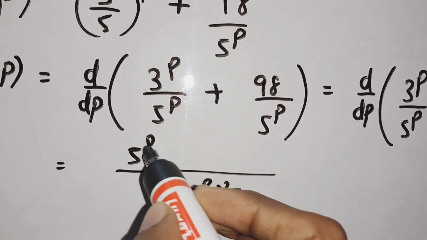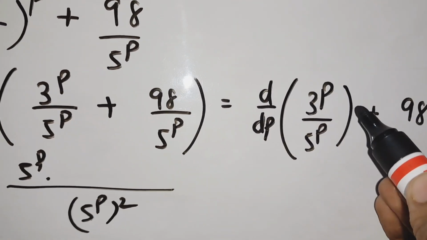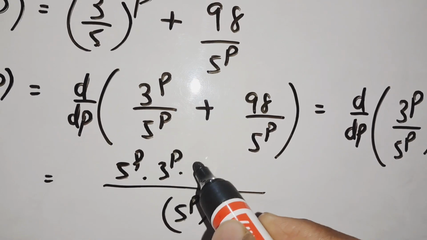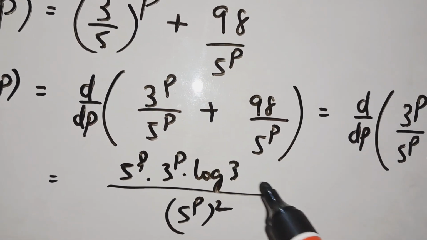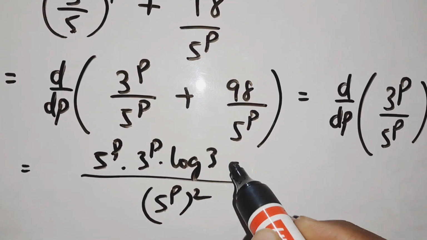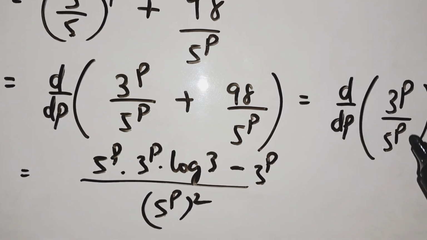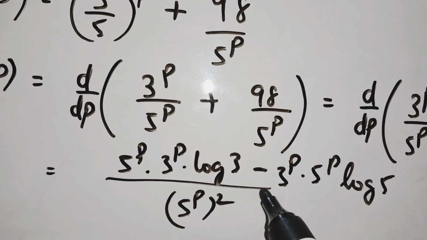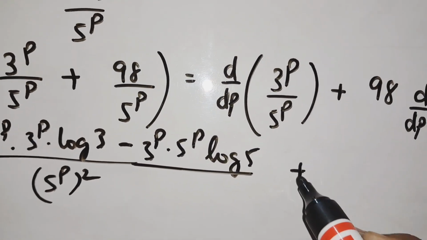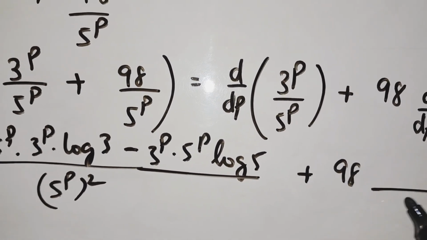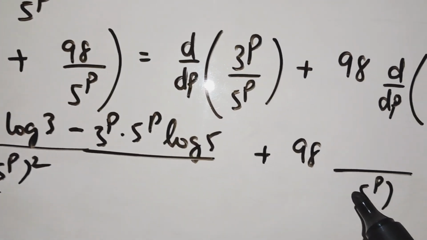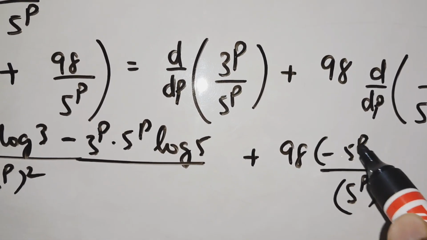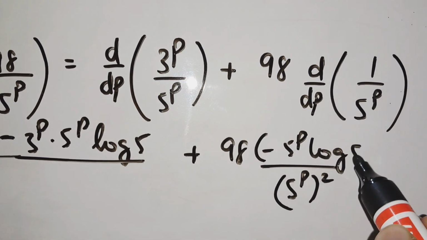This is nothing but 5 to the power p into the derivative of 3 to the power p. What is d by dp of 3 to the power p? It is 3 to the power p into log 3. Similarly, minus 3 to the power p times the derivative of 5 to the power p. What is that? 5 to the power p into log 5. Okay. Similarly, here also we will do the same thing. 5 to the power p whole square. That is minus of 5 to the power p into log 5.